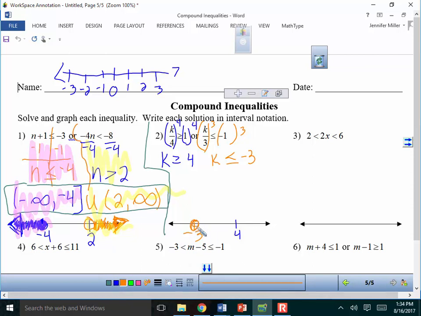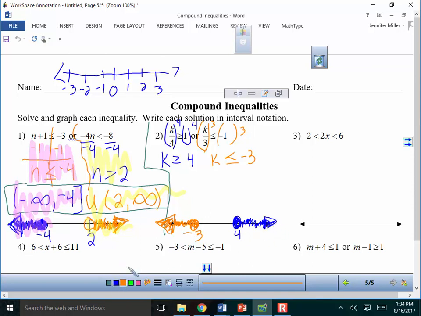Now, if we want to graph, is this an open or a closed circle on -3? Closed circle, and we shade to the left because it's less, right? And then is this an open or a closed circle on 4? Closed circle, and we shade to the right. Very good.